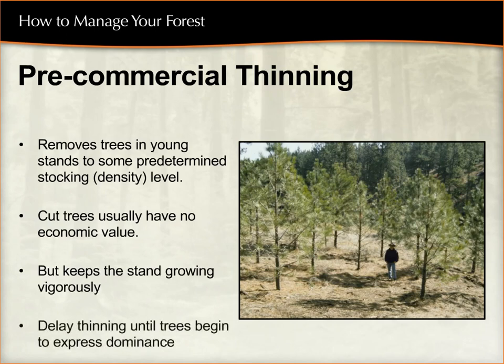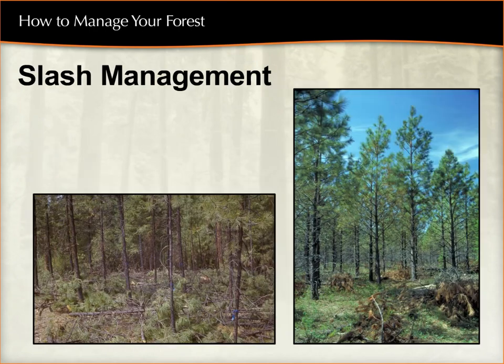If pre-commercial thinning is necessary, consider delaying the project until the trees are at least big enough to begin expressing dominance. Then select the dominants and codominants as your leaf trees and remove the excess trees. One of the consequences of pre-commercial thinning is that it tends to create quite a lot of slash, which may represent a very high fire risk.